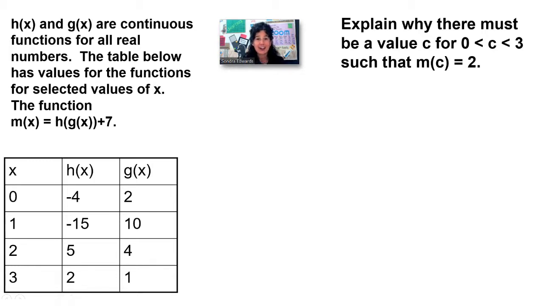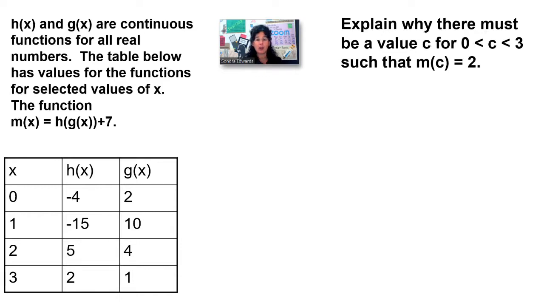What you're trying to guarantee here is there is an x value between 0 and 3, such that when you substitute it into the m function, you get out a height of 2. Guaranteeing a height can be done with the intermediate value theorem. Okay, so the first step of using any theorem is to state that we have met the prerequisites for that theorem.